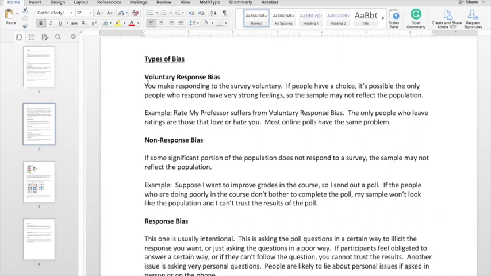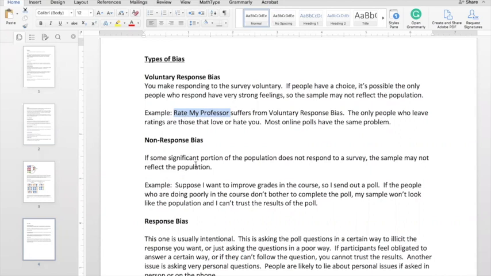Like American Idol suffers from classic voluntary response bias. I don't even know if that's relevant anymore. I've never even watched the show, but the only people that call in and vote on that are ones that really care. Or Rate My Professor is notorious for voluntary response bias. I've been teaching for 20 years and I've never gotten a Rate My Professor that said, he was okay. Only people that love you or hate you bother to fill it out.